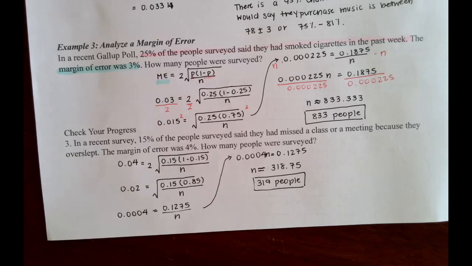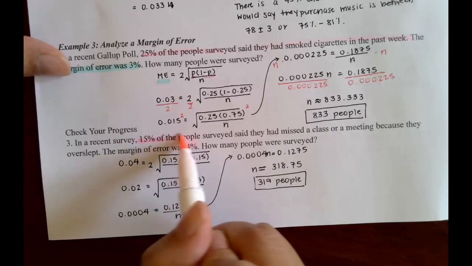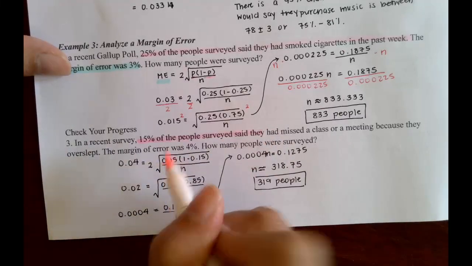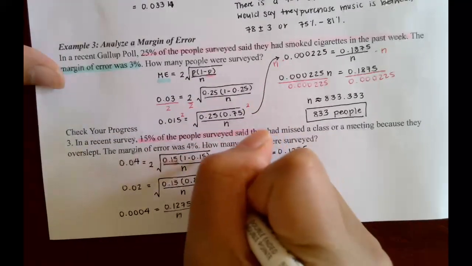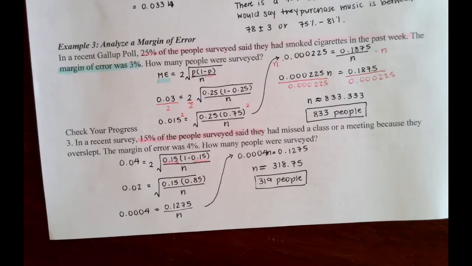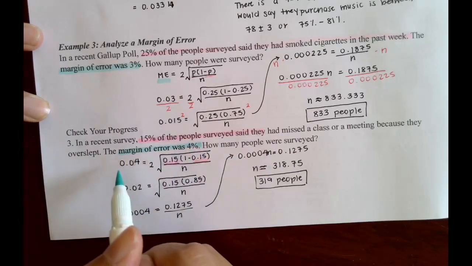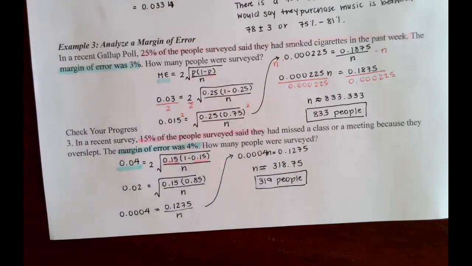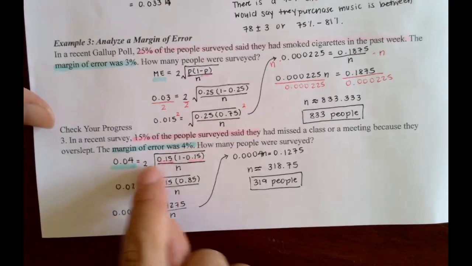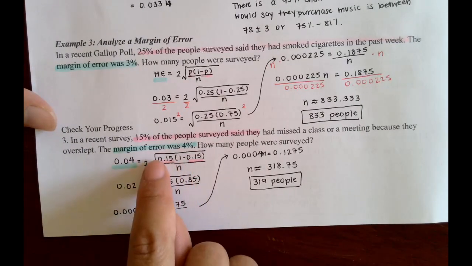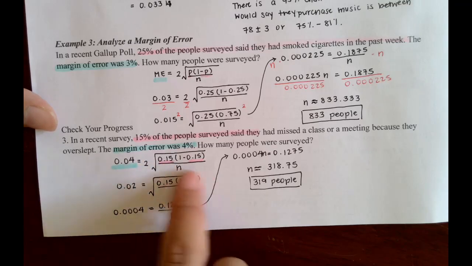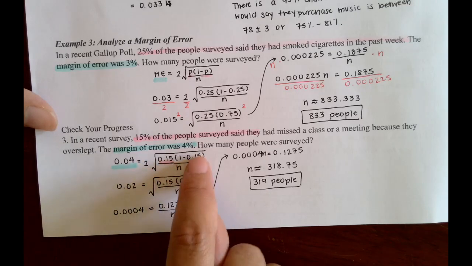Okay. So in a recent survey, 15% of the people surveyed said they had missed a class or a meeting because they overslept. The margin of error was 4%. How many people were surveyed? Okay. So since 15% of the people responded in some way, that is our P. Okay. Our margin of error is 4%. So that is here for n. Okay. Then I'm solving for n, so since this is 2 times the square root, I'm going to get rid of the times 2 by dividing by 2 on both sides. That leaves me with this. And then I also just simplified the 1 minus 0.15.